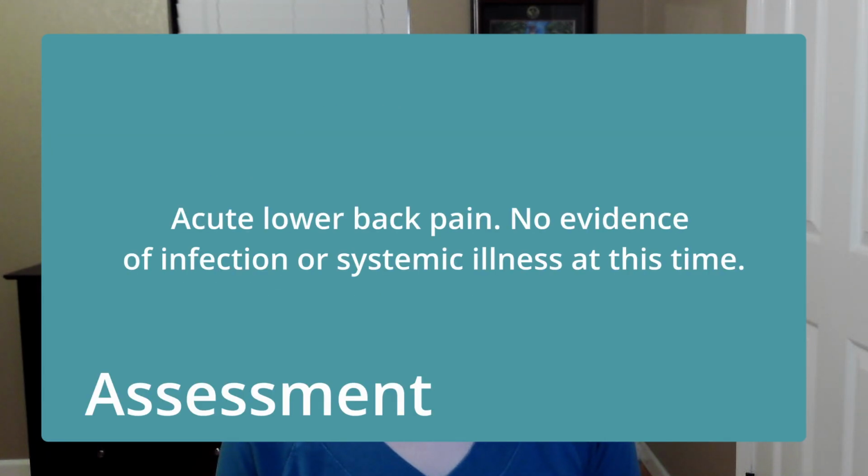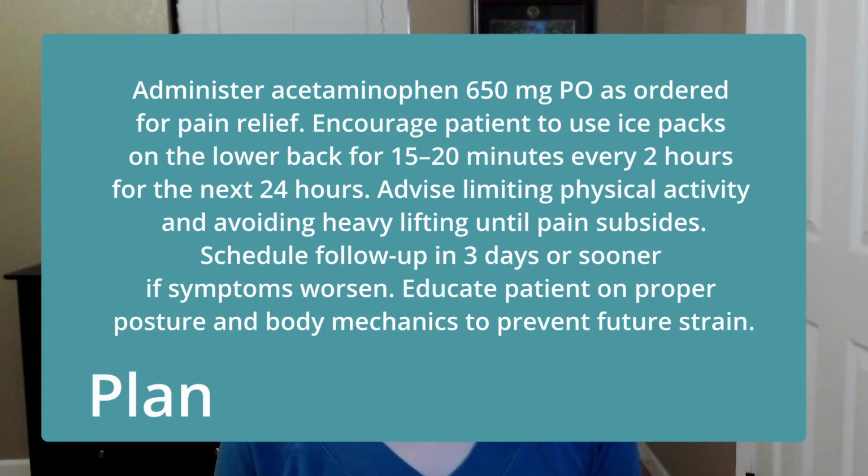Acute lower back pain. No evidence of infection or systemic illness at this time. Administer acetaminophen, 650 milligrams PO as ordered for pain relief. Encourage patient to use ice packs on the lower back for 15-20 minutes every 2 hours for the next 24 hours. Advise limiting physical activity and avoiding heavy lifting until pain subsides. Schedule follow-up in 3 days or sooner if symptoms worsen. Educate patient on proper posture and body mechanics to prevent future strain.